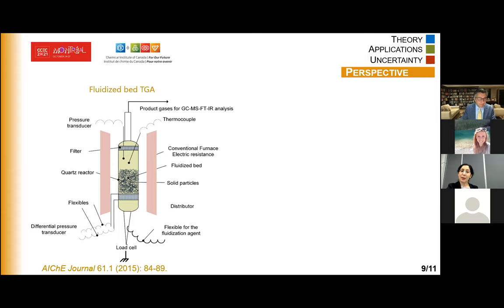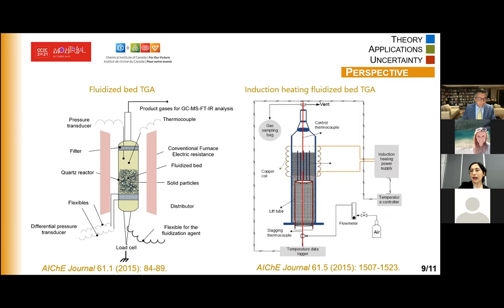For example, in a fluidized bed TGA, you can put larger samples, and by fluidization, you can improve the heat transfer. There is also induction heating TGA that can heat up your sample faster. The novelty about this design is that it heats up the bed to the temperature you need, and then your sample is injected at high temperature. It's fluidizing, so it has higher heat transfer, and it's induction heating, so it's faster.